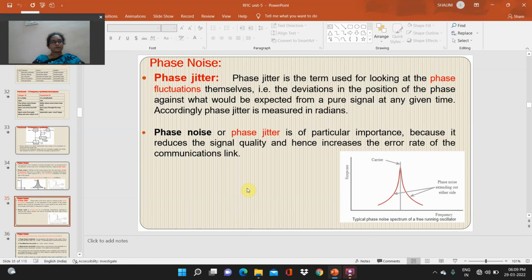Phase noise, phase jitter. Phase jitter is the term used for looking at the phase fluctuations themselves. That is the deviations in the position of the phase against what would be expected from a pure signal at any given time. Accordingly, the phase jitter is measured in radians.